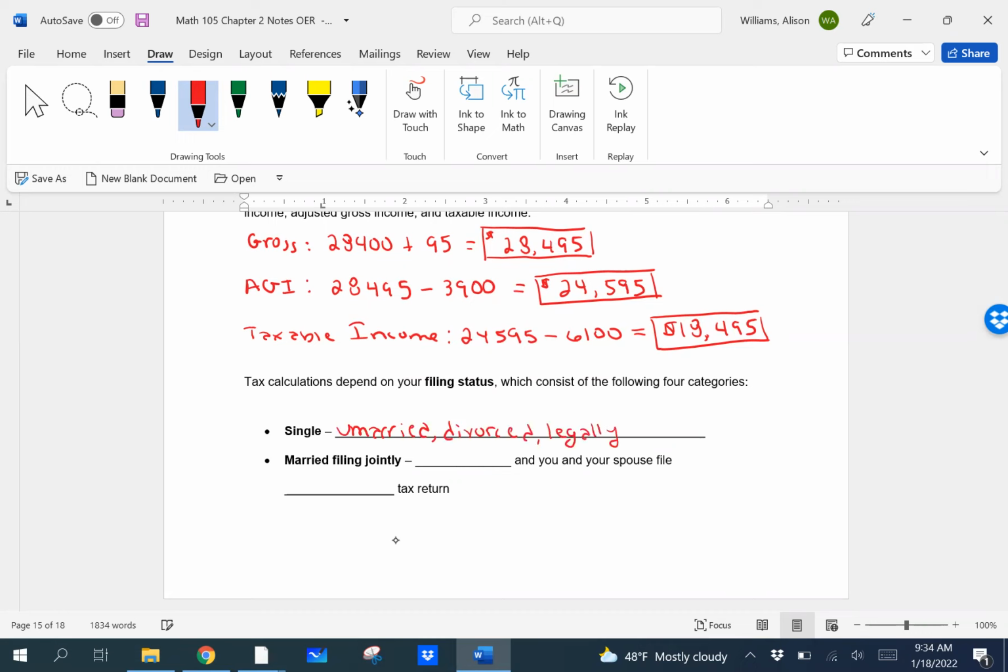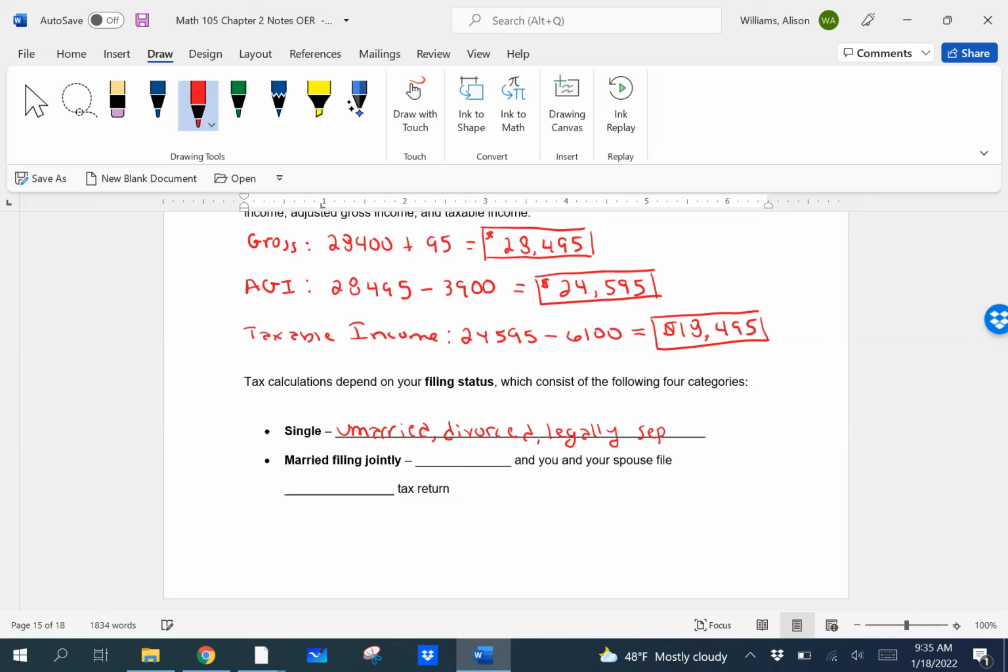Okay. Now, if you're married filing jointly, that means you're married and you and your spouse are going to file a joint or a single tax return between the two of you. It's most common among married couples. Now, if you're married filing separately, that means you and your spouse have chosen to keep your income separate from each other.